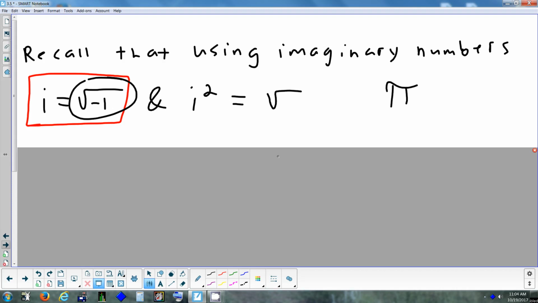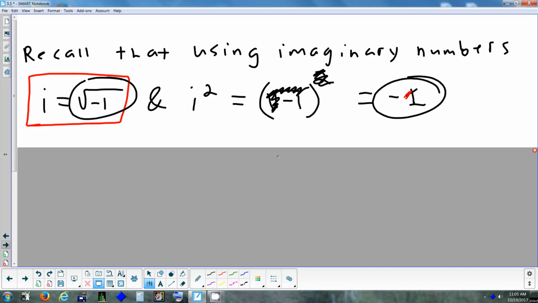So if you took the square root of negative 1 and squared it, what happens when you square and square root something? They cancel out. So the square and the square root cancel. And what are you left with? You're left with -1.